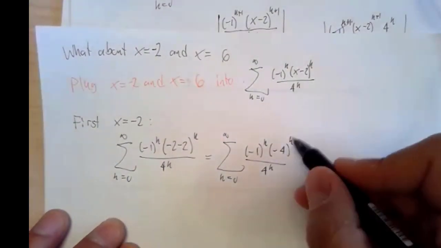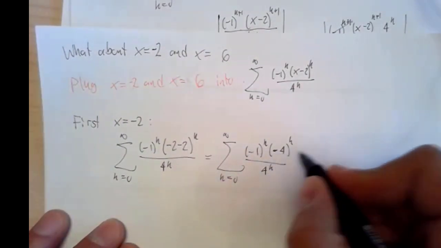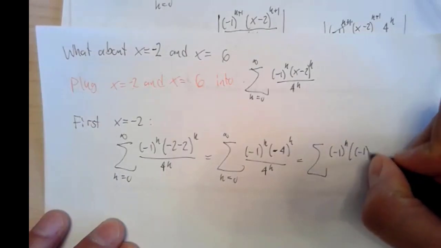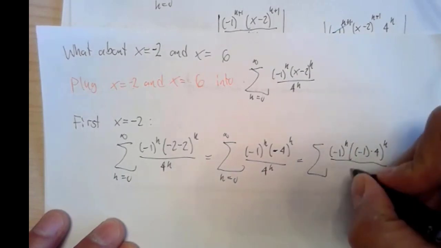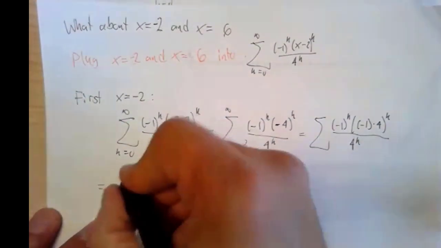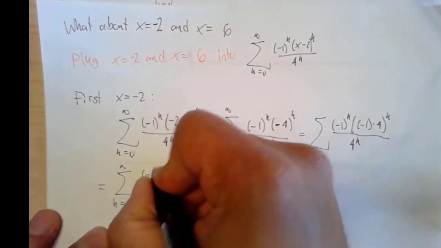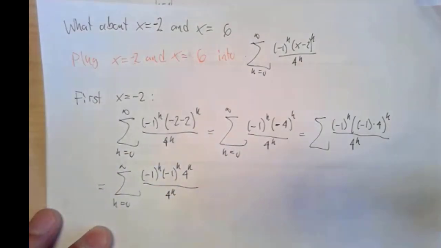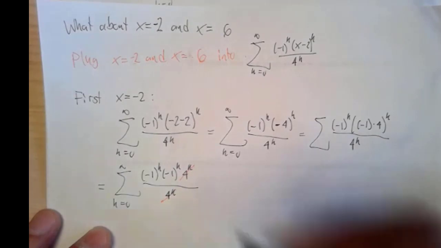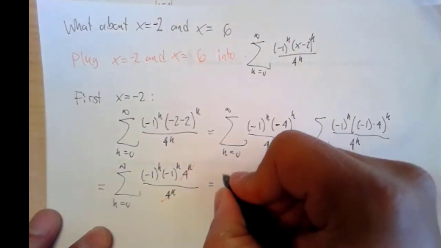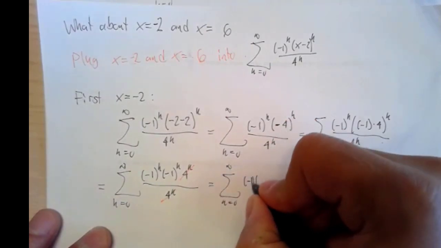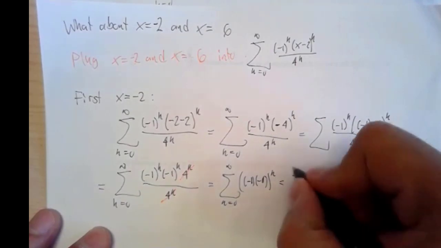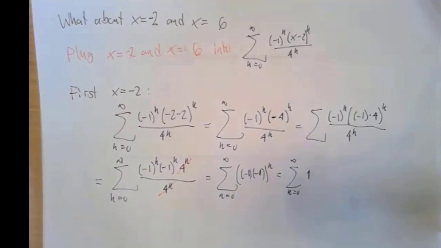All right, now I kind of want to cancel something here, and I can't because of these negative signs. So I'm going to separate this -4. I can separate it as -1 times 4, everything to the power k. And then I can separate the exponents. So that will be -1 to the k times 4 to the k, over 4 to the k. And that's awesome, because now I can cancel the 4 to the k. And that's 1 to the k. So look what our power series became. Something super simple, right? It became 1 plus 1 plus 1 plus 1 plus 1 plus 1.